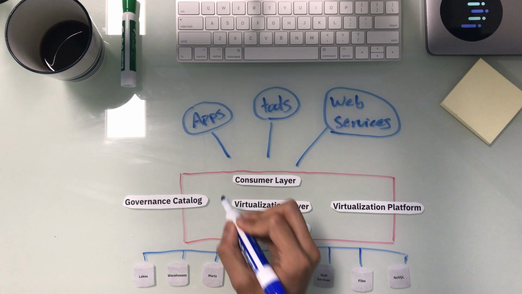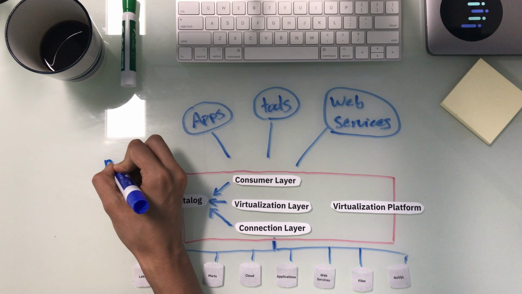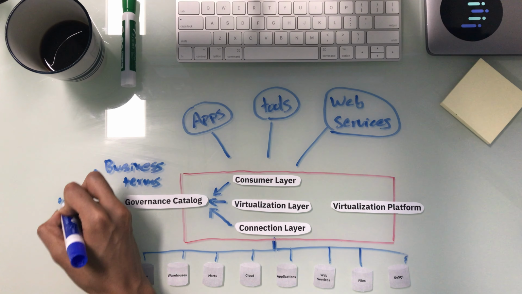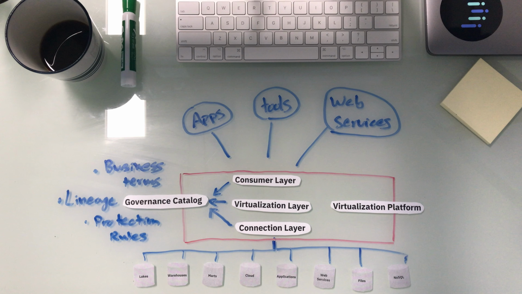Complementing our virtualization platform is an enterprise-grade data governance catalog. This catalog is able to pull metadata from across your sources and allows you to assign business terms, data privacy and protection rules, and display lineage information. Working together, our platform delivers controlled, governed, and secure access to virtual datasets.